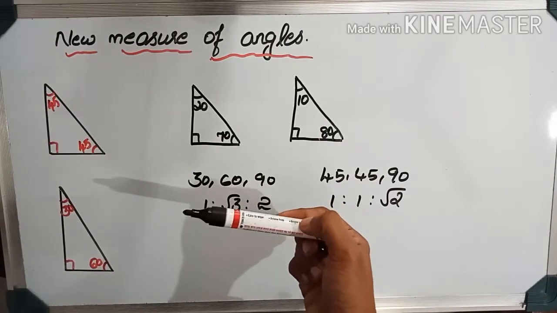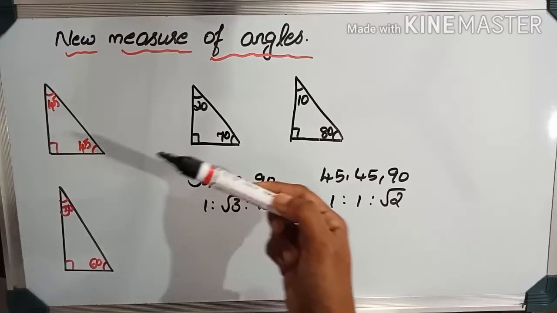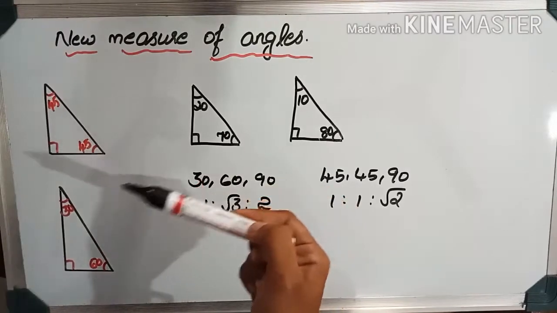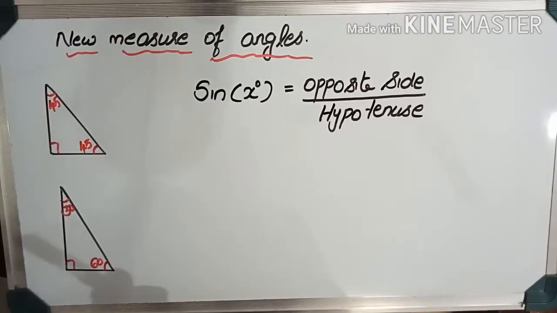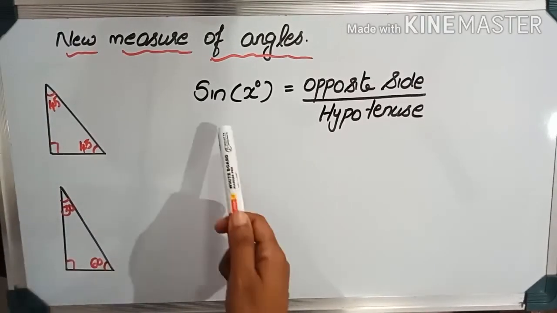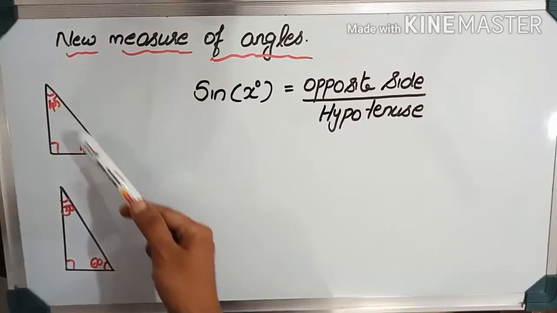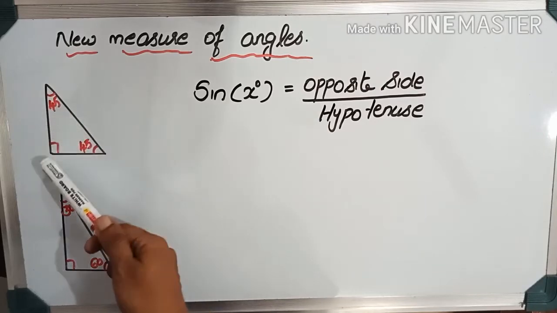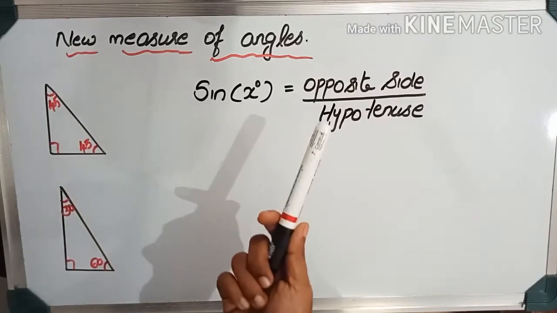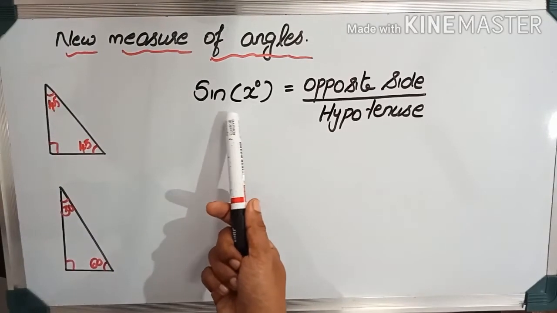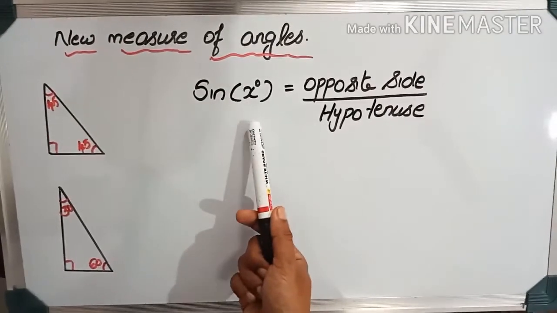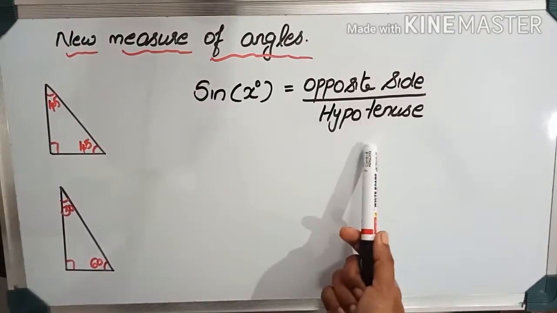For that we have three concepts. The first two we are going to learn in this section. First one is sine of x degree. This x degree means it can be any of the two angles, other than the 90 degree perpendicular angle. So the first one is sine, and that sine value is opposite side by hypotenuse.